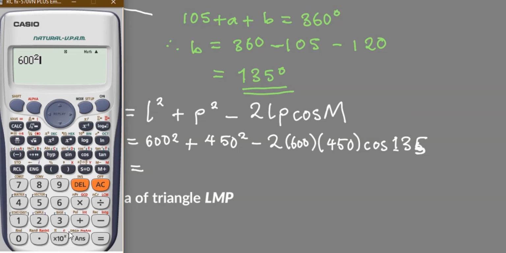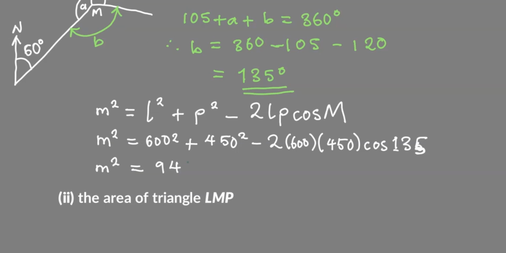600 squared plus 450 squared minus 2, you can just copy it as it is, the brackets there, 450, we close the brackets, then cos 135. Notice there was a bracket opened automatically, then we hit equals. This is our value, 944,337.66.